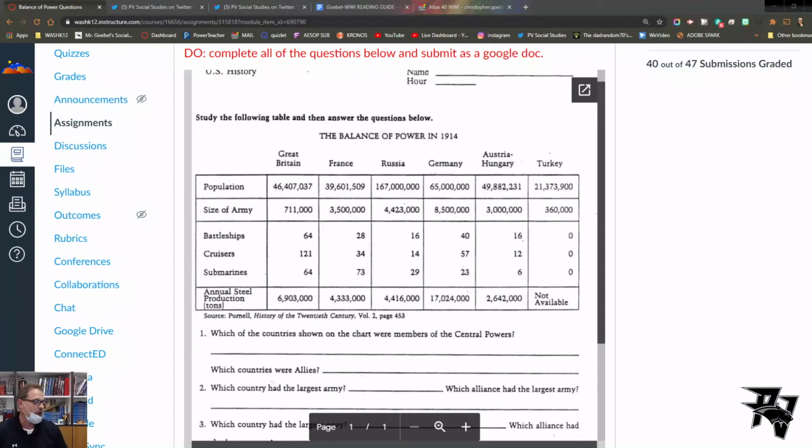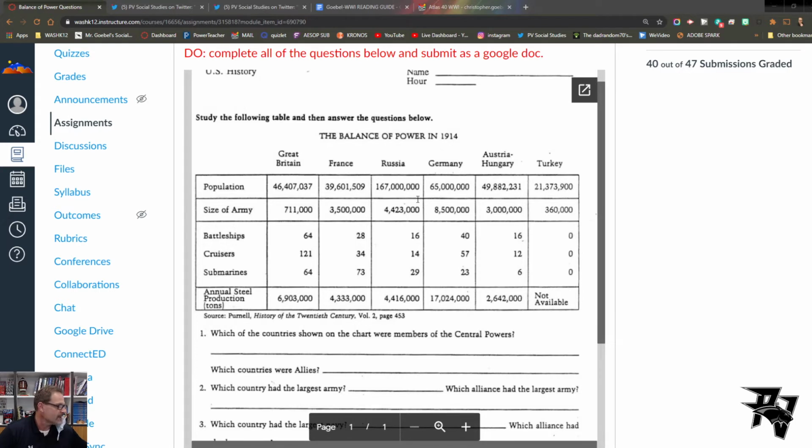This is what's called balance of power in 1914. Looking at these basically 6 nations, okay? And of course, Turkey is labeled Turkey, but it's actually considered part of the old Ottoman Empire, all right? But it's the same place.